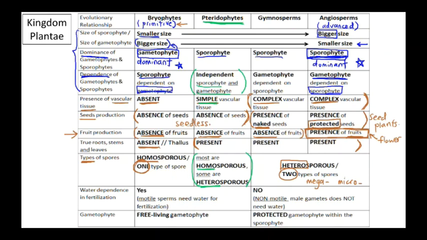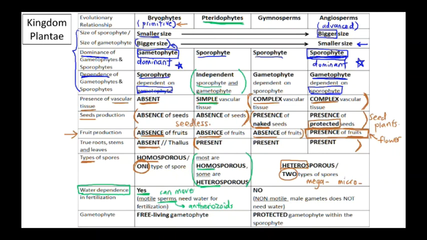And the last one, let's look at the water dependence in fertilization. Whether we need water for the sperms and the eggs to fuse. In the Bryophytes and Pteridophytes, the primitive land plants, they will need water for fertilization because they have sperms that are motile, which means they can move. These sperms are what we call the zoids. They can move, so they need water to swim towards the egg and to fuse with the egg during fertilization. And it happens in both Bryophytes and Pteridophytes.